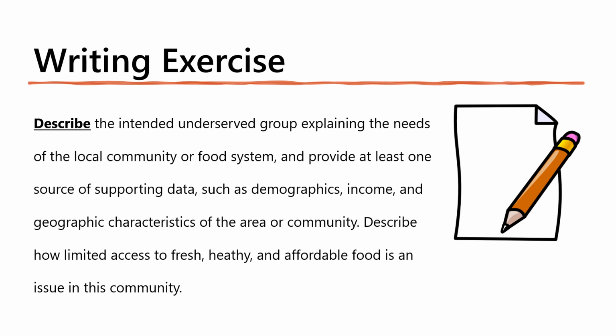So in this exercise, you are to describe the intended underserved group. You have to explain the needs of the local community or food system and provide at least one source of supporting data, such as demographics, income, geographic characteristics of the area or community. Then you have to describe how limited access to fresh, healthy, and affordable food is an issue in this community.